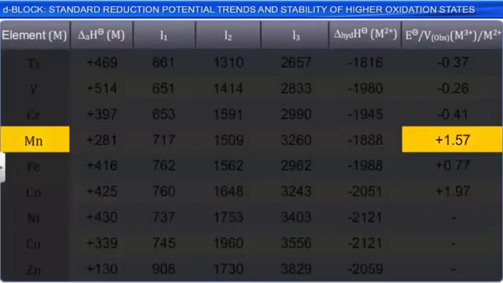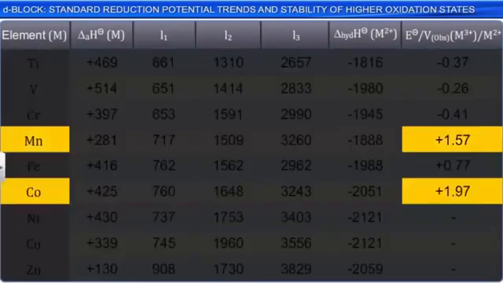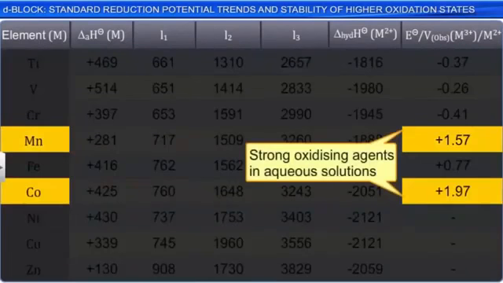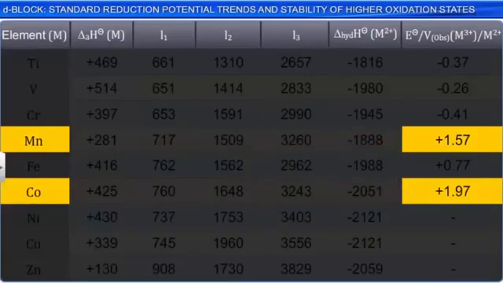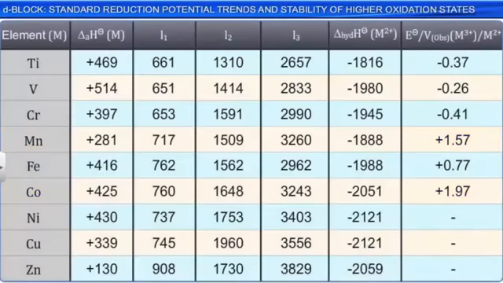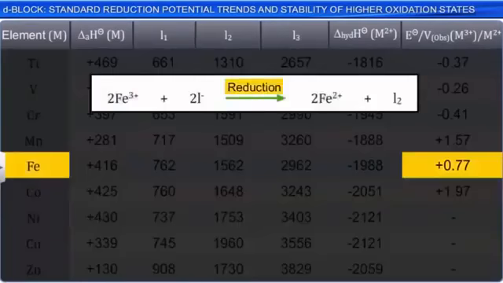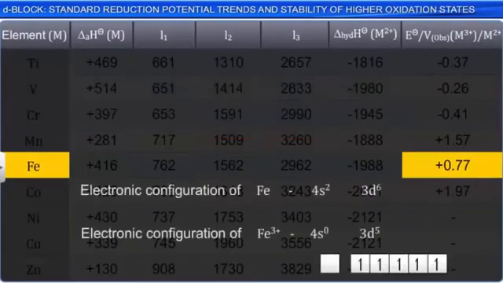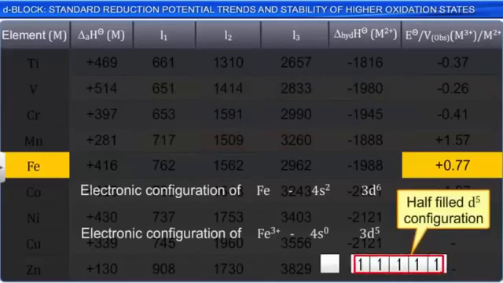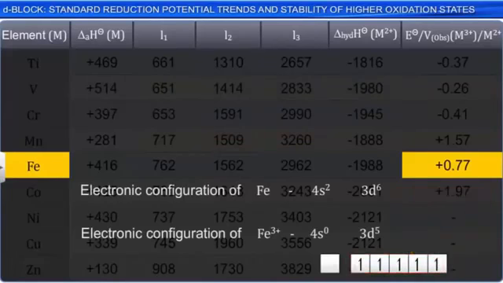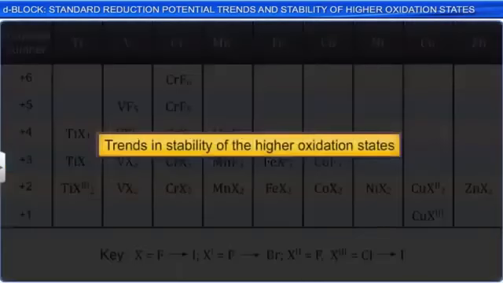The comparatively low value for iron shows that the reduction of ferric ion to ferrous ion is less favorable, since ferric ion is extra stable due to the half-filled d5 configuration. Let's now look at the trends in stability of the higher oxidation states of these elements. The table here lists the stable halides of the 3d series of the transition elements.